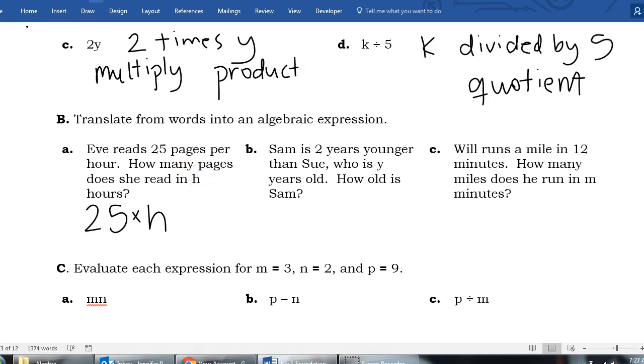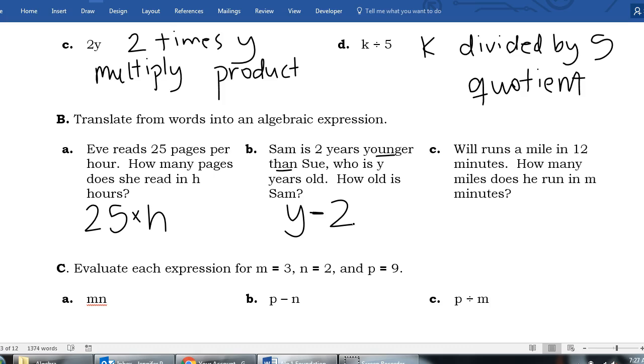The next one says, Sam is 2 years younger than Sue, who is y years old. How old is Sam? So younger than, to me, cues subtraction. So if Sue is y years old, younger than, we would do subtract 2.